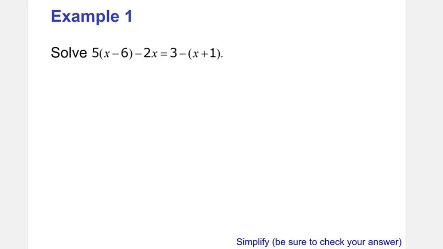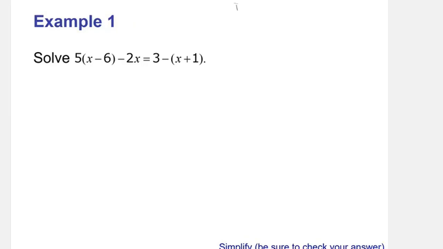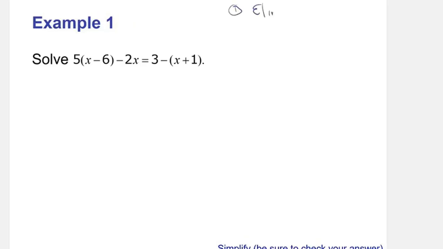The first thing we want to do is get rid of the parentheses. The first step is eliminate parentheses. Whenever I have something that looks like this, I have to distribute the 5 to the x minus 6 because that's going to help me eliminate my parentheses. The first thing I'll do is distribute.